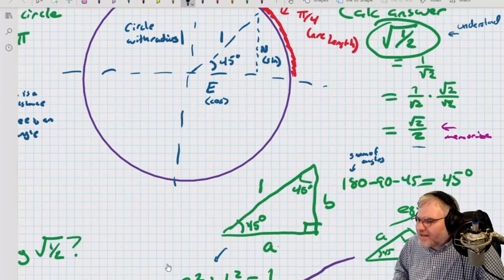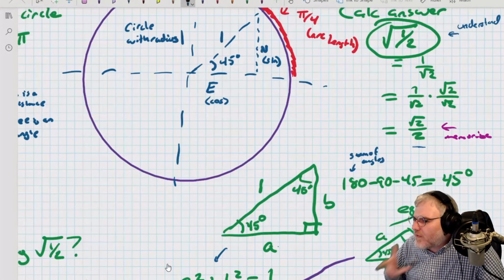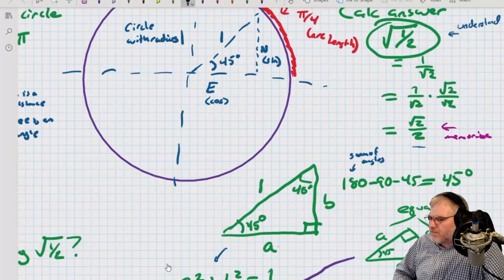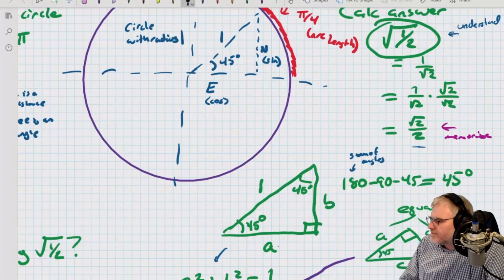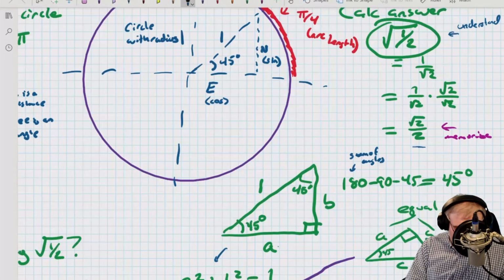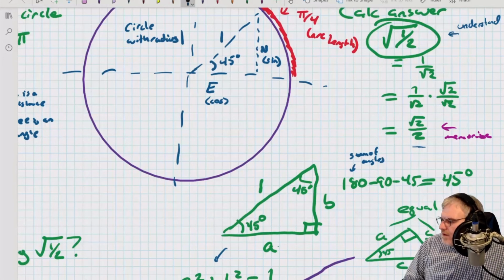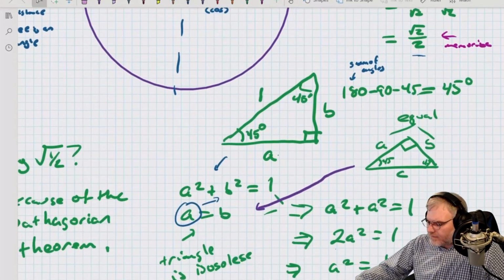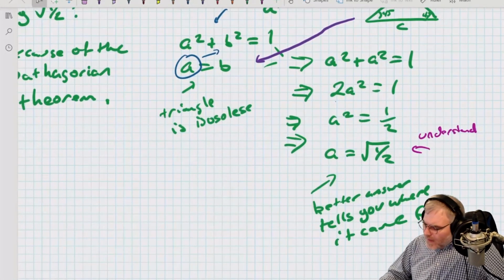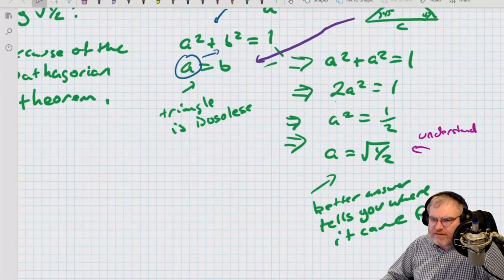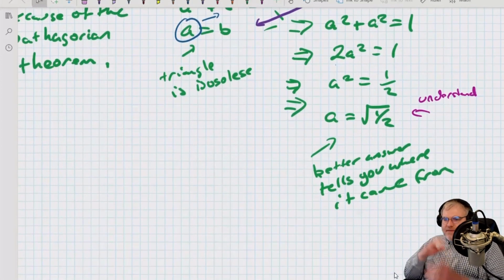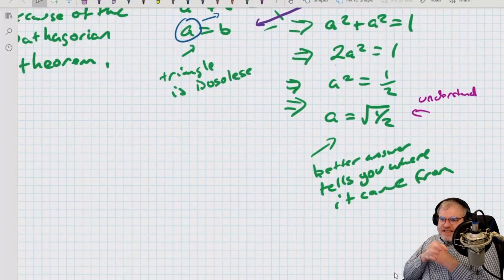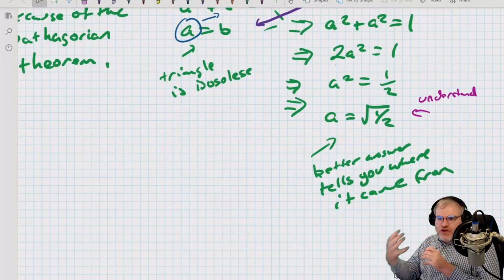So really, sine of pi over 4 equals the square root of 1/2 is a better answer, because it tells me where it came from. How do we feel about that? So this right here is an answer you understand. Does that make sense? The square root of 1/2 as the sine of pi over 4 is an answer that's understood.